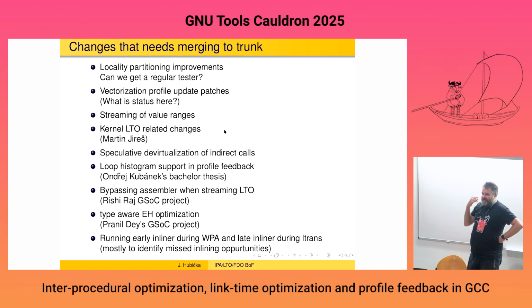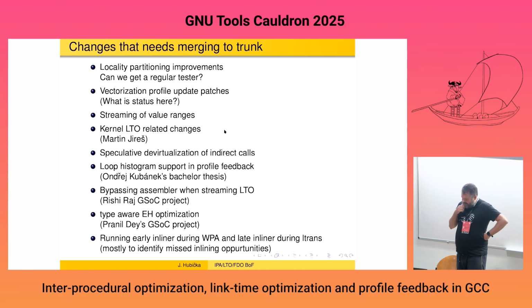There are patches for locality improvements. There are vectorization profile update patches where I lost track, and I think they are not completely merged, and they should be. There are some streaming improvements, like we don't stream the value ranges, which was noticed by Jakub a year ago. So that needs to be finished, and we need to do the plumbing on the ICF side.